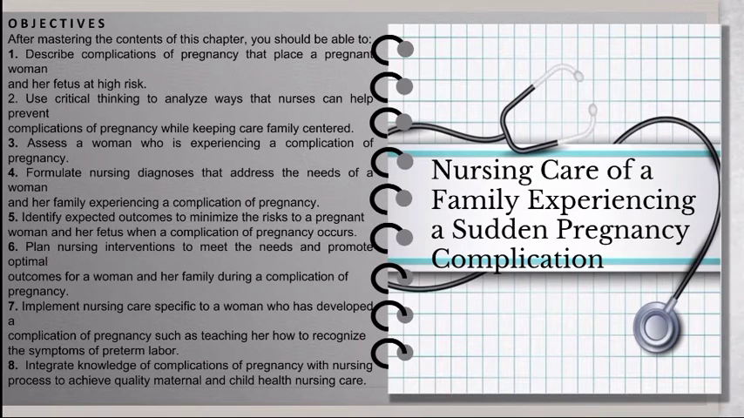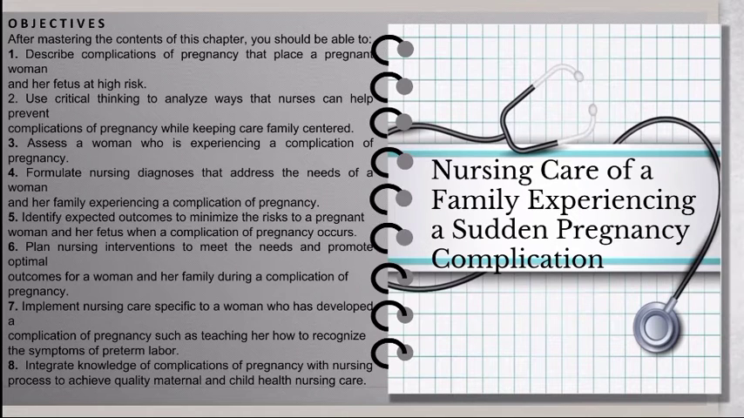The third is to assess a woman who is experiencing a complication of pregnancy. The fourth is to formulate nursing diagnoses that address the needs of a woman and their family experiencing a complication of pregnancy. The fifth is to identify expected outcomes to minimize the risk to a pregnant woman and their fetus when a complication of pregnancy occurs. Number six is to plan nursing interventions to meet the needs and promote optimal outcomes for a woman and their family during a complication of pregnancy.